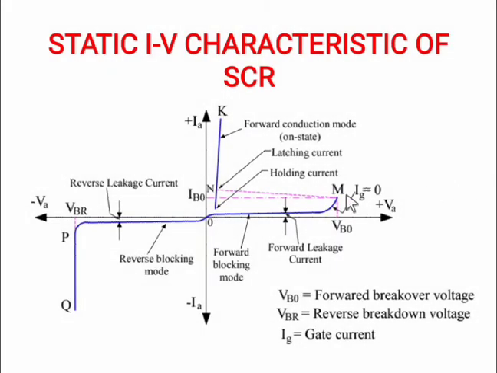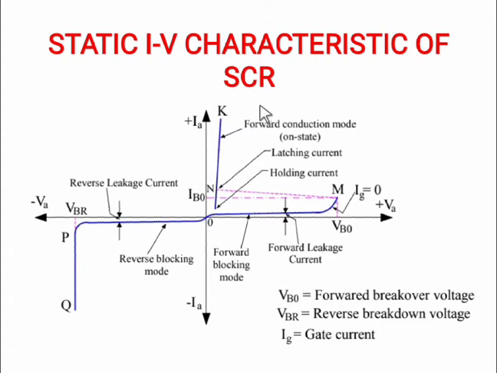If we apply a gate signal to the SCR, it will turn on, but by removing the gate signal, the SCR will not turn off. It remains in the on condition. So after turn on, the SCR loses the gate control.